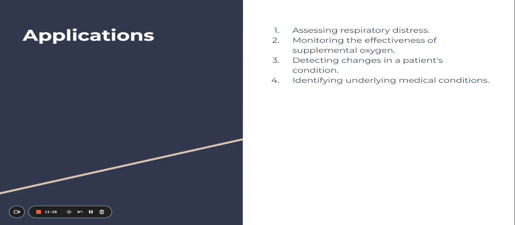Next is detecting changes in a patient's condition. Pulse oximetry can provide continuous monitoring of a patient's oxygen saturation level and help detect any changes in their condition, such as worsening hypoxia or heart rate. Here you can imagine our patient who is intubated and all of a sudden the sat just plummets. Well, then you can start thinking potentially that the tube was dislodged. Next, identifying underlying medical conditions can help us identify things such as COPD, heart failure, or anemia, all of which can affect a patient's oxygen saturation levels.